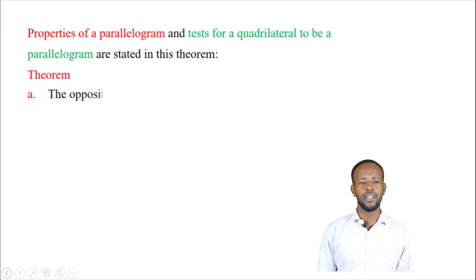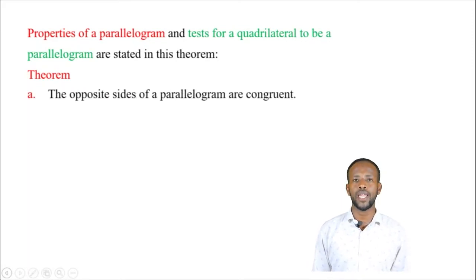So A, the opposite sides of a parallelogram are congruent. This is one property. The opposite sides of a parallelogram are what? Congruent.